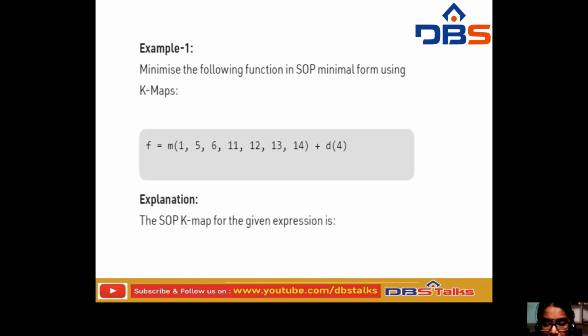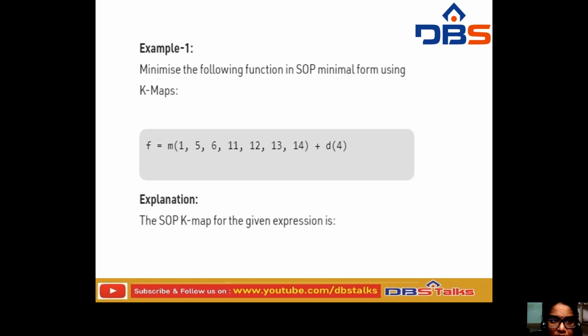Now let us see the explanation for this particular sum of products K map for this expression. Now let us see how we are going to solve this particular expression. Simply, we are going to see how we are going to minimize the sum of products function by using these K maps.